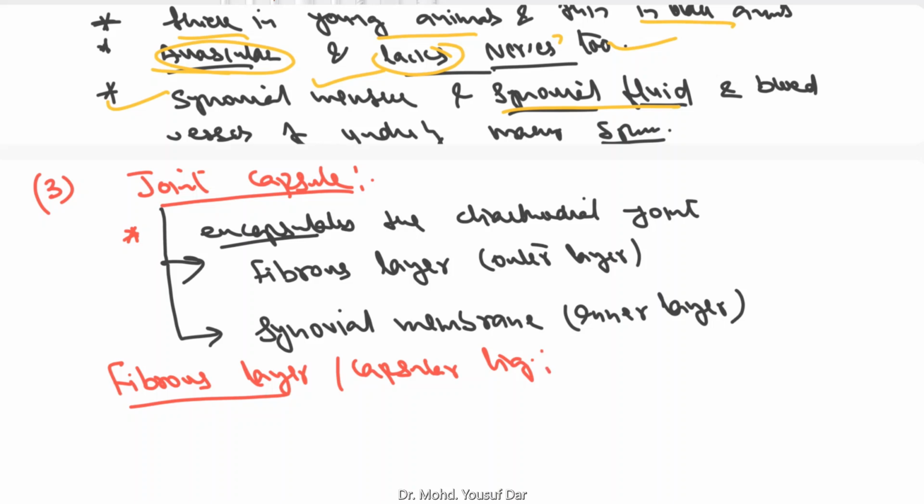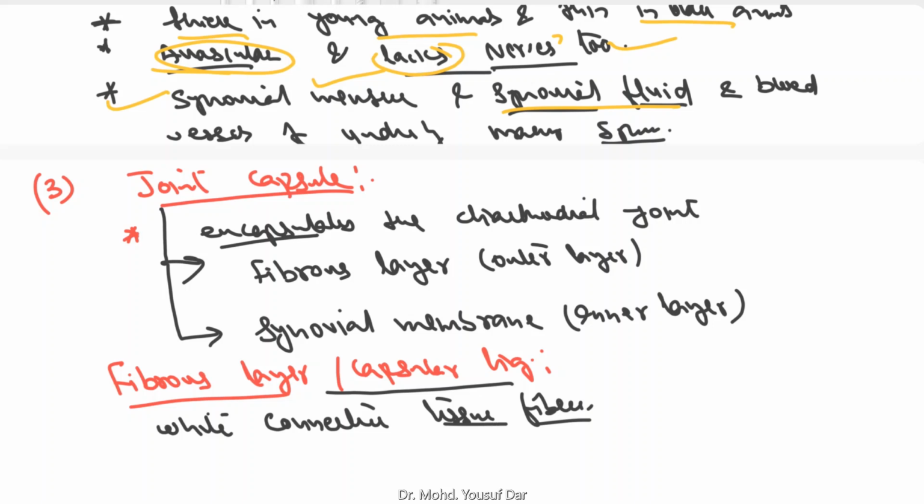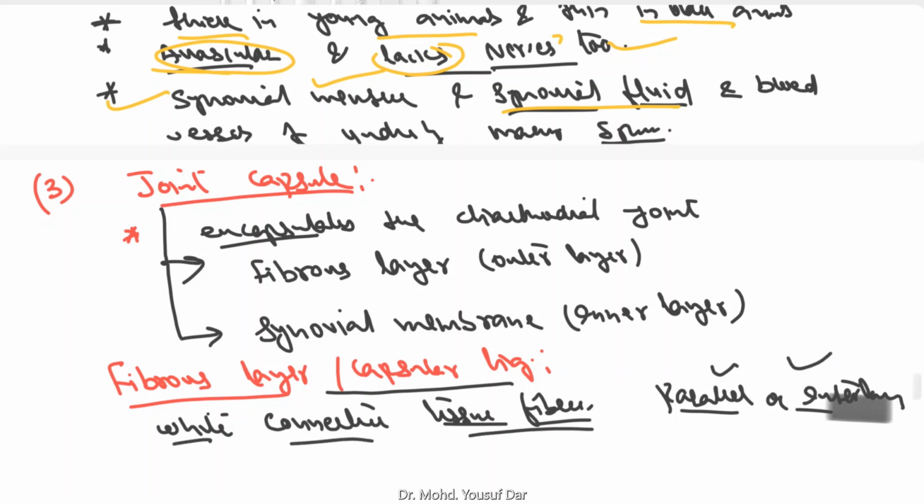This fibrous layer is made of white connective tissue fibers. They are arranged either parallel or interlacing. So they have an interlacing arrangement or a parallel arrangement. So the fibrous layer is generally made of parallel or interlacing white connective tissue fibers.